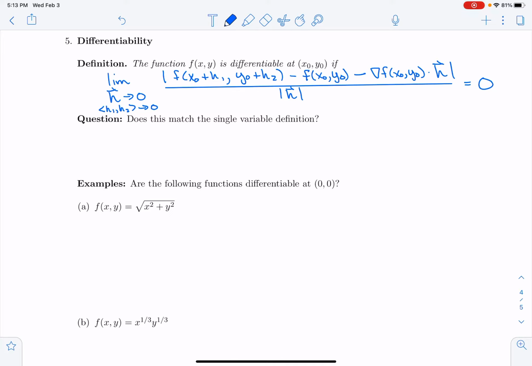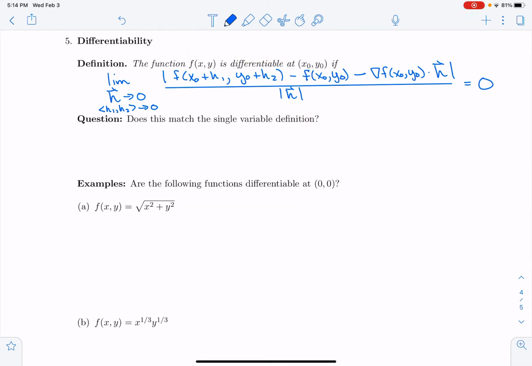Now that seems a little bit mysterious. I have some things that look familiar. Here I have some stuff that looks like it's part of the difference quotient, but then I have this gradient over here, and I'm not sure why that is there. And then I'm dividing by the magnitude of h. That's something that I had before, but this whole limit is going to be 0. It's not actually going to be the derivative. So I kind of want to figure out why this is the case.